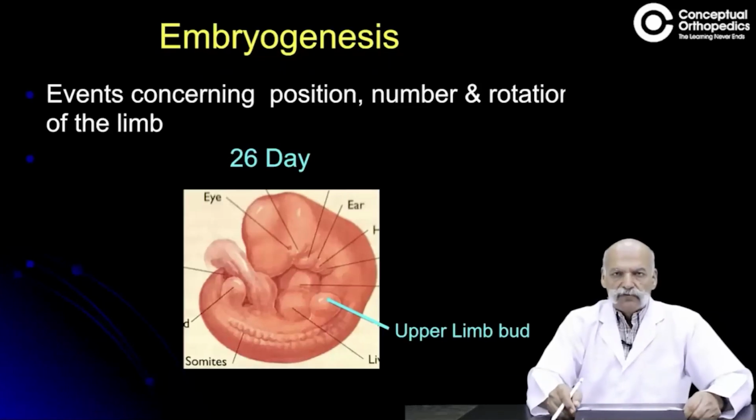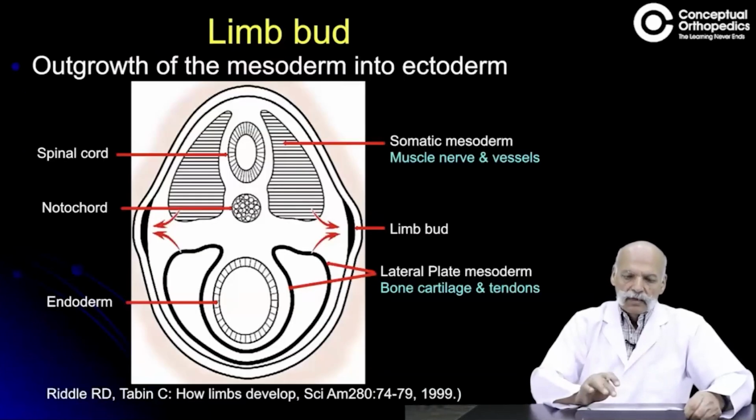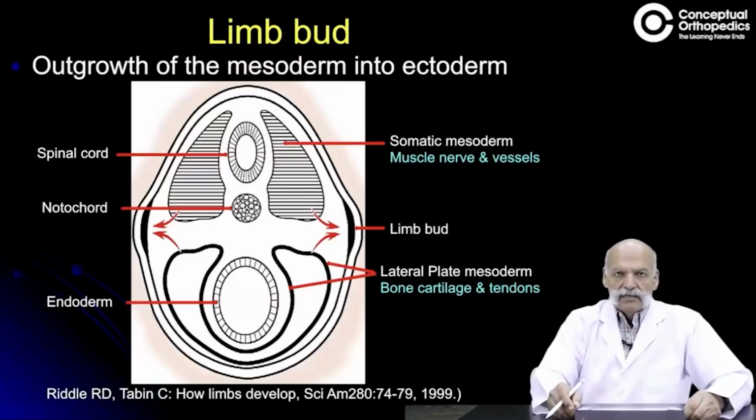The process of embryogenesis consists of events concerning position, number, and rotation of the upper limb. If you look at an embryo which is 26 days old, the upper limb is marked here as a tiny little spot or a tiny little bud. Well, this limb bud is nothing but an outgrowth of mesodermal tissue into the overlying ectoderm.